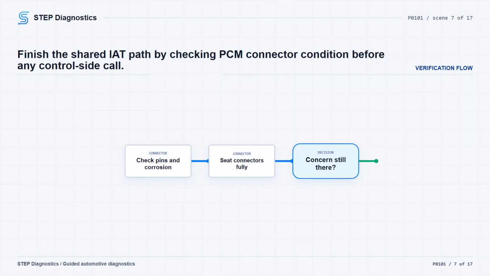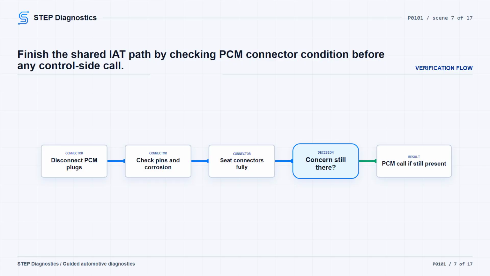If they are not, install the MAF/IAT or MAP sensor in question, reset keep alive memory, and repeat the self-test. For the PCM operation check, disconnect all PCM connectors, inspect for pushed-out pins and corrosion, then reconnect the connectors and make sure they seat correctly. Verify whether the concern is still present. If it is still present after those connector checks, the path calls for installing a new powertrain control module. If the concern is gone, the system is operating correctly at that time, and the issue may have been caused by a loose or corroded connector.